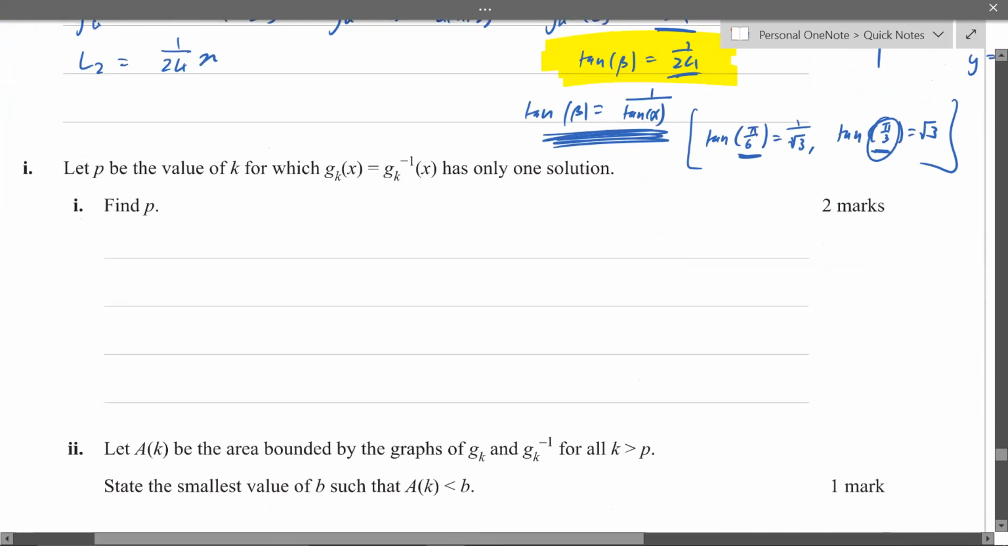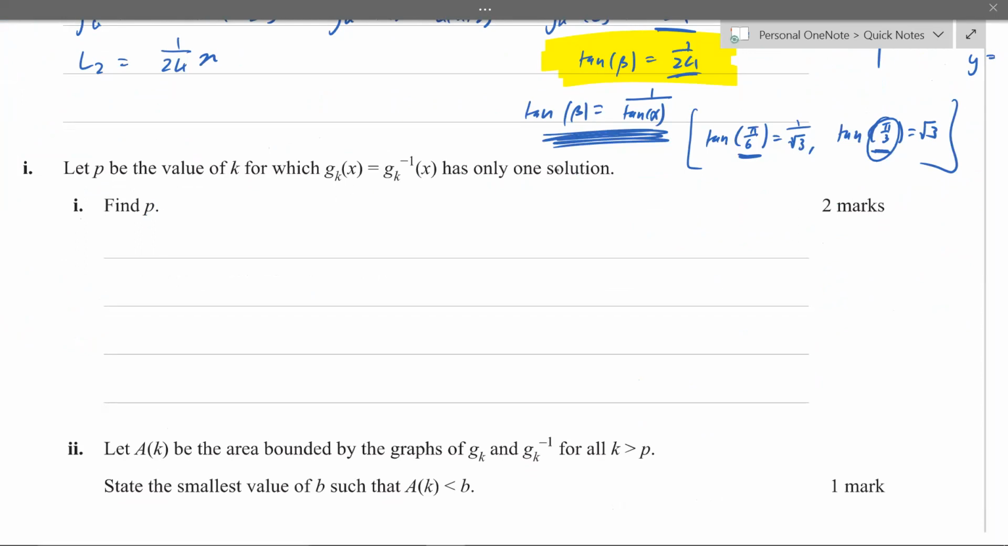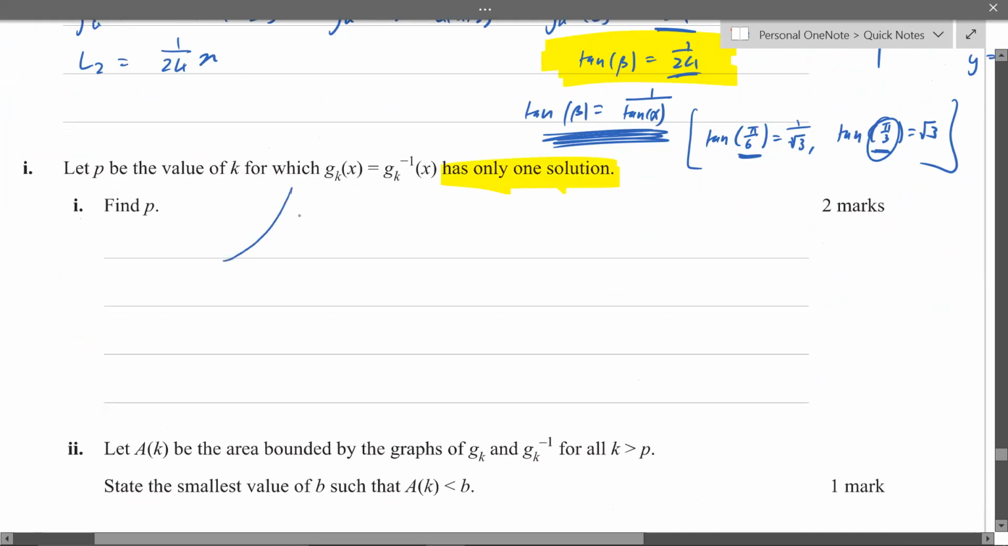So that was relatively easy. This one also had a bit of a trick. You had to realize that it said one solution. So if something has one solution, that means it's only touching. And if it's touching, then the tangents have to be equal at that point. So if you didn't see this and you just let gk of x equal gk inverse of x equal x, or something like that, the normal way we do it, you'd find that you get stuck.